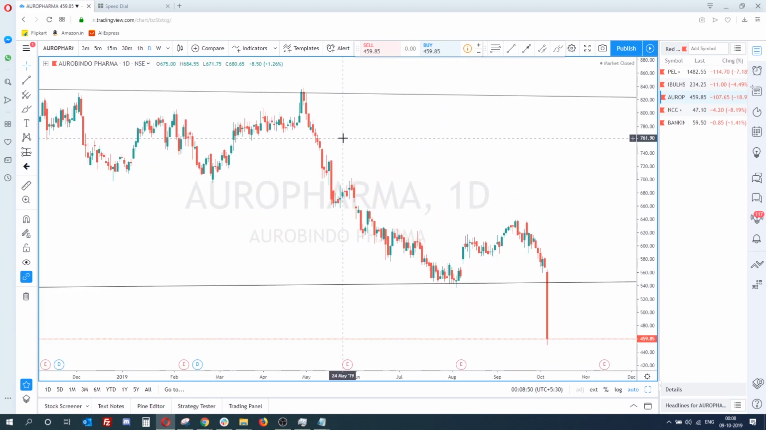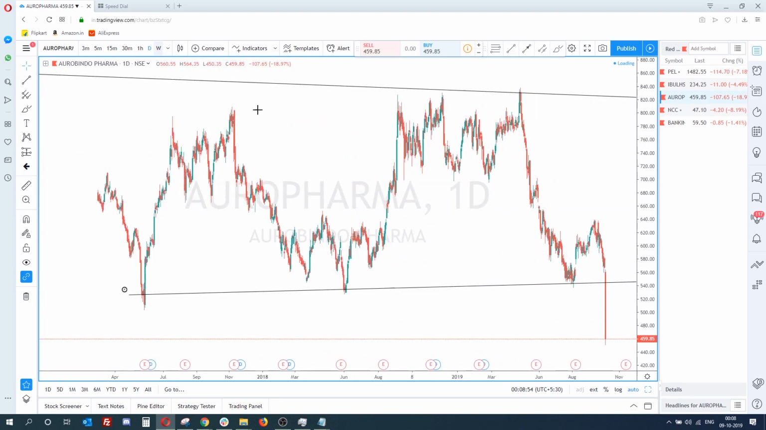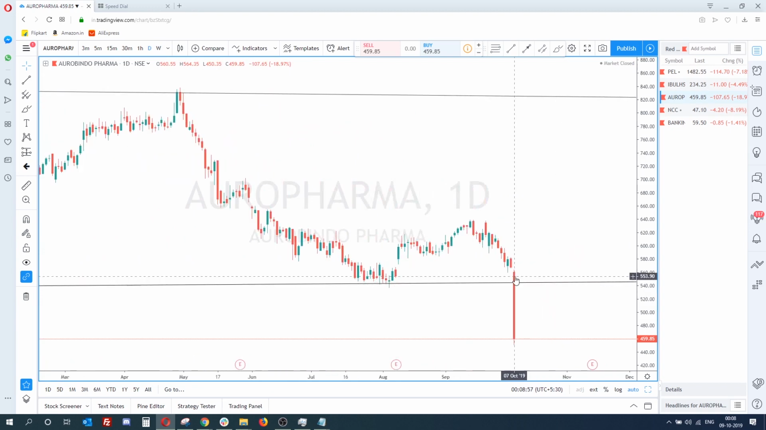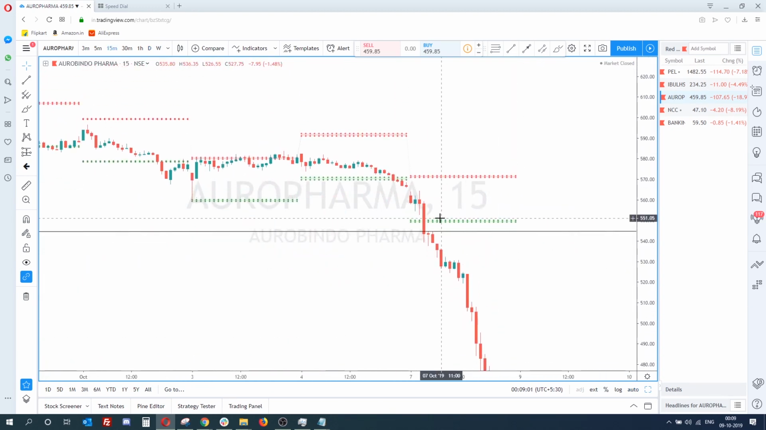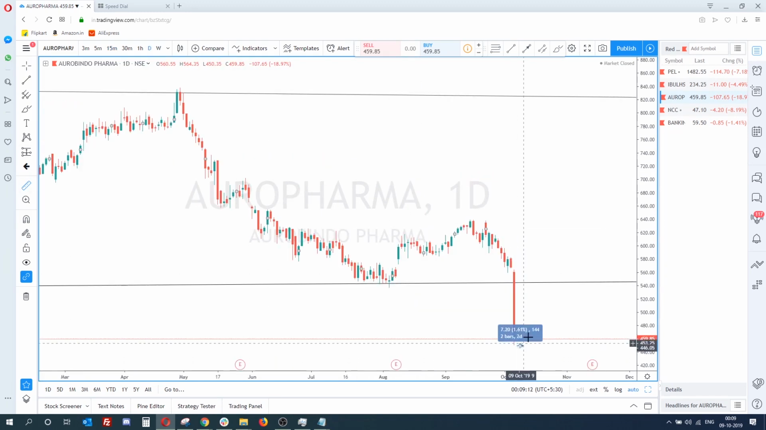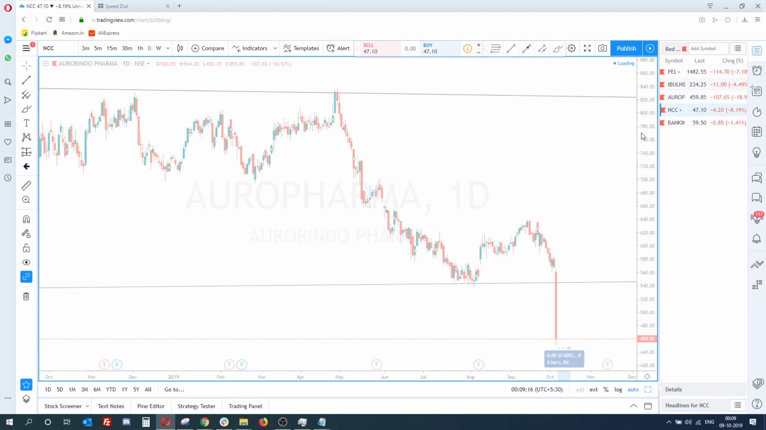Okay, so again, this is Aro Pharma. Here also the green zone was broken first, and then the trend line was broken, and I will be able to take a trade from here, right? So yeah, this is another example. And let me just go to the next stock.